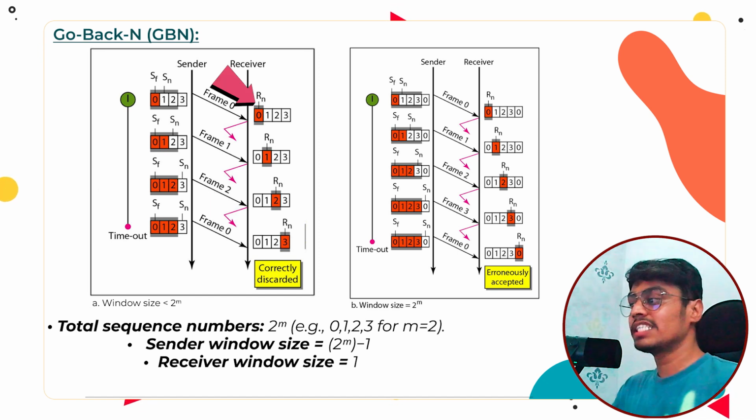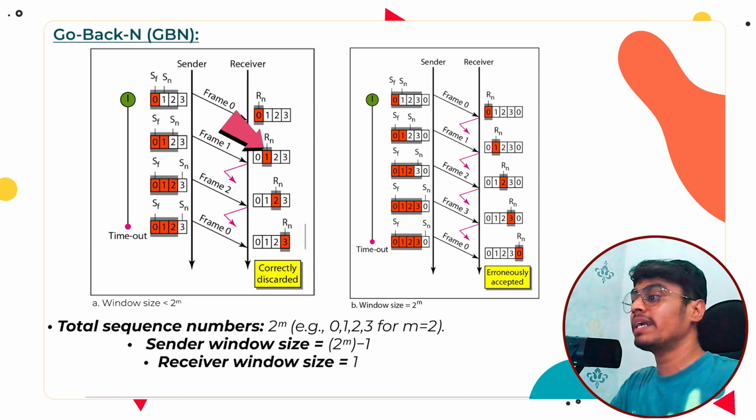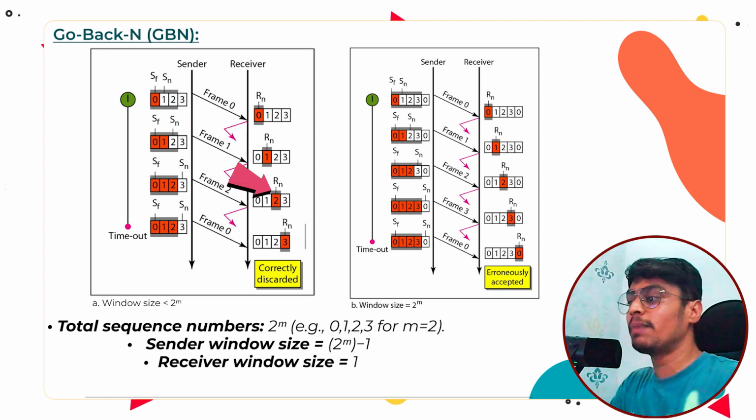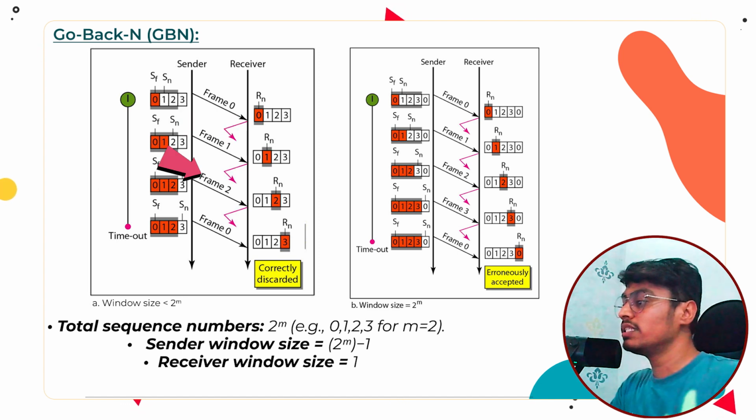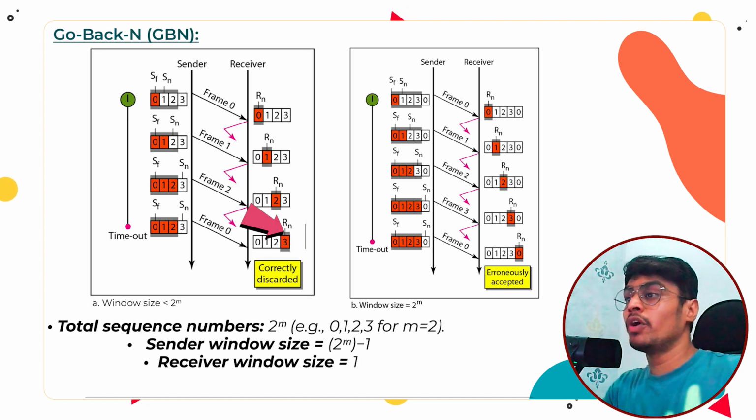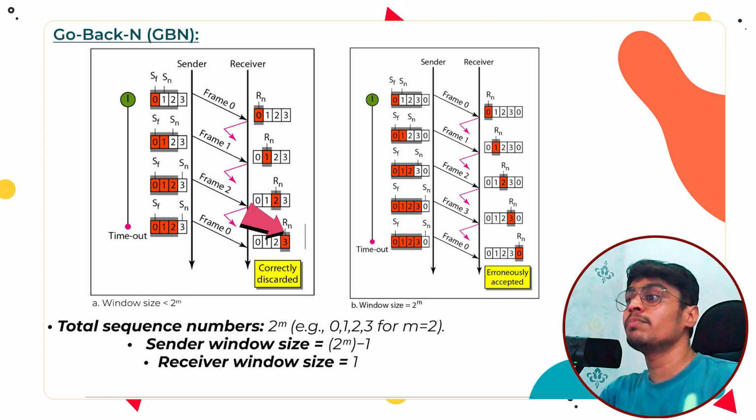As the receiver accepts frame 0, it moves to expecting frame 1. When frame 1 reaches, it accepts frame 1 and moves to expecting frame 2. When frame 2 reaches, it accepts it and moves to expecting frame 3. Now the receiver's pointer reaches 3. It wants frame 3 and keeps sending acknowledgement for frame 3. But that acknowledgement is lost.